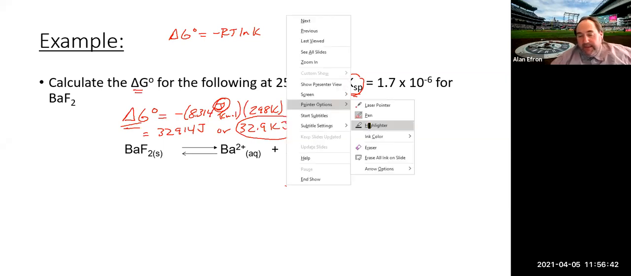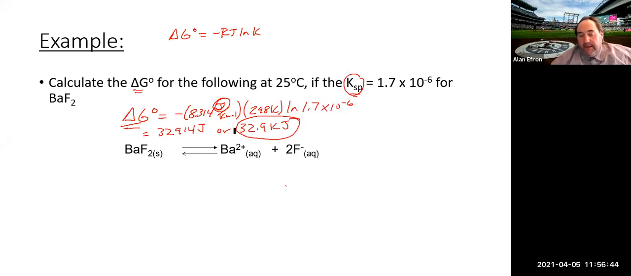Again, it should make sense. I got a positive value here for delta G. That means the reaction is not going to be spontaneous, which means it's probably hanging out over here. And if it's hanging out over here, that means I have a lot of reactants, which means I should have a small K value, which I do with my KSP. So all those things do make sense. Any questions on any of that?